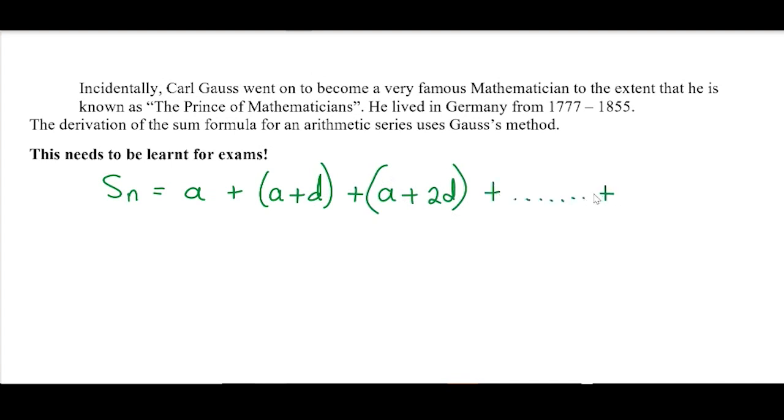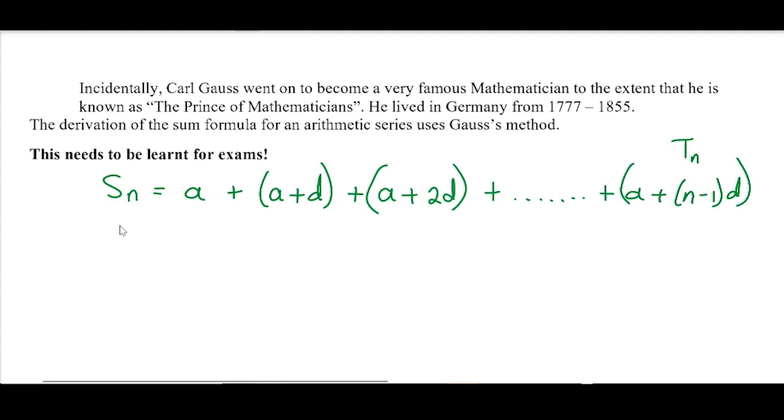You might remember that our formula for the nth term, our last term, is a plus n minus 1 lots of d. That's Tn, actually. That's our normal Tn formula. So T1, T2, T3, up to Tn. When we add them all up, we get Sn.